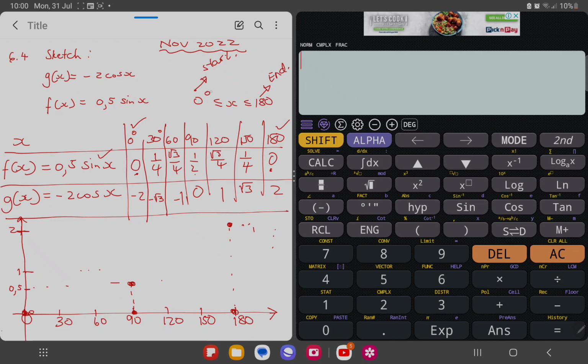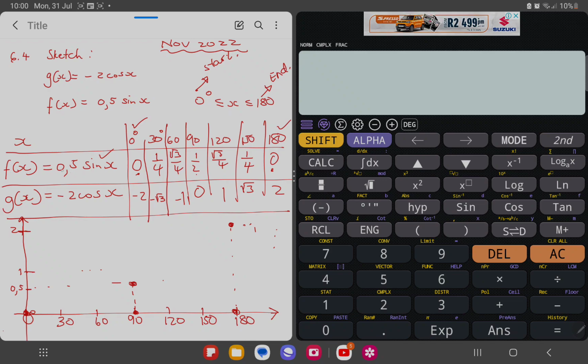What does 0 degrees stand for? This is your starting point, and then your 180 degrees, this is your ending point. So we're going to use the table method to draw these graphs. We've got the x values, from 0 up until 180 degrees. Then the equations are f(x) = 0,5 sin x and g(x) = -2 cos x.